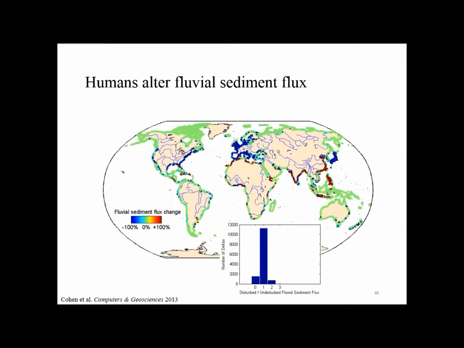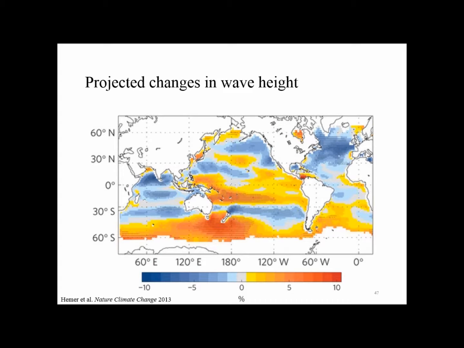However, in Southeast Asia, you see a big increase in fluvial sediment flux, primarily due to deforestation that led to a big increase. So putting that stuff together, we have a prediction of how fluvial sediment flux changes.